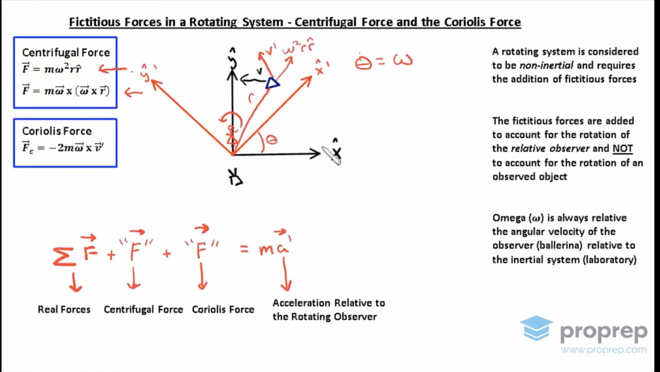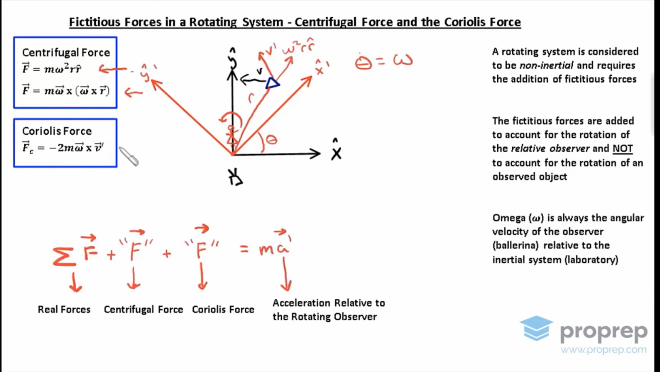So moving on to the Coriolis force, it may seem confusing, but once you understand what each variable stands for, it's rather simple and we can incorporate it easily. So we have negative 2m omega cross v tag. So what is each of these? Negative 2m is negative 2 times the mass. Omega, as always, is the angular velocity of the observer relative to the inertial system, that is the laboratory, and we can actually get rid of this relative here.